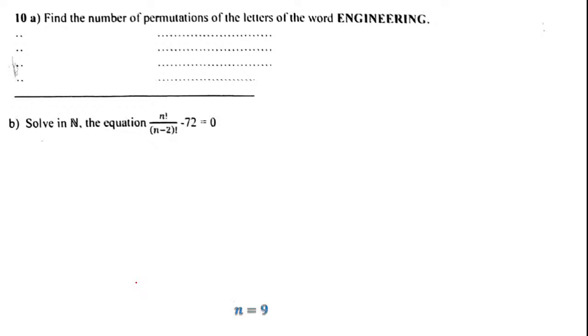So this will give us 11 factorial over 3 factorial, 2 factorial, 3 factorial, 2 factorial, 1 factorial. So this gives us 277,200.